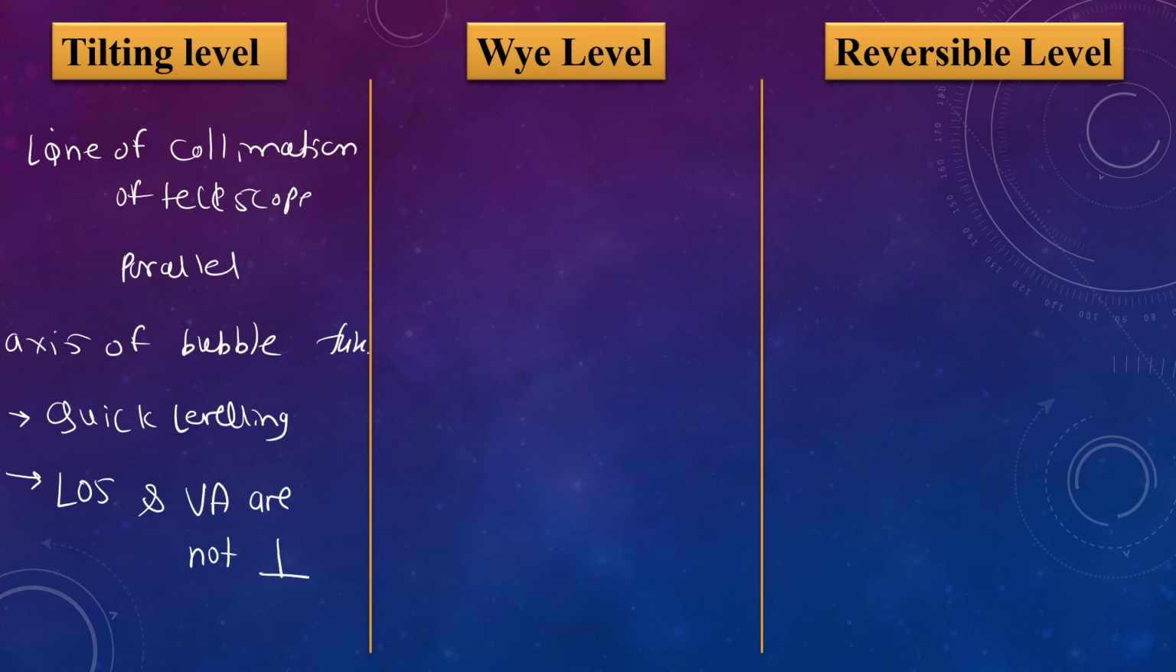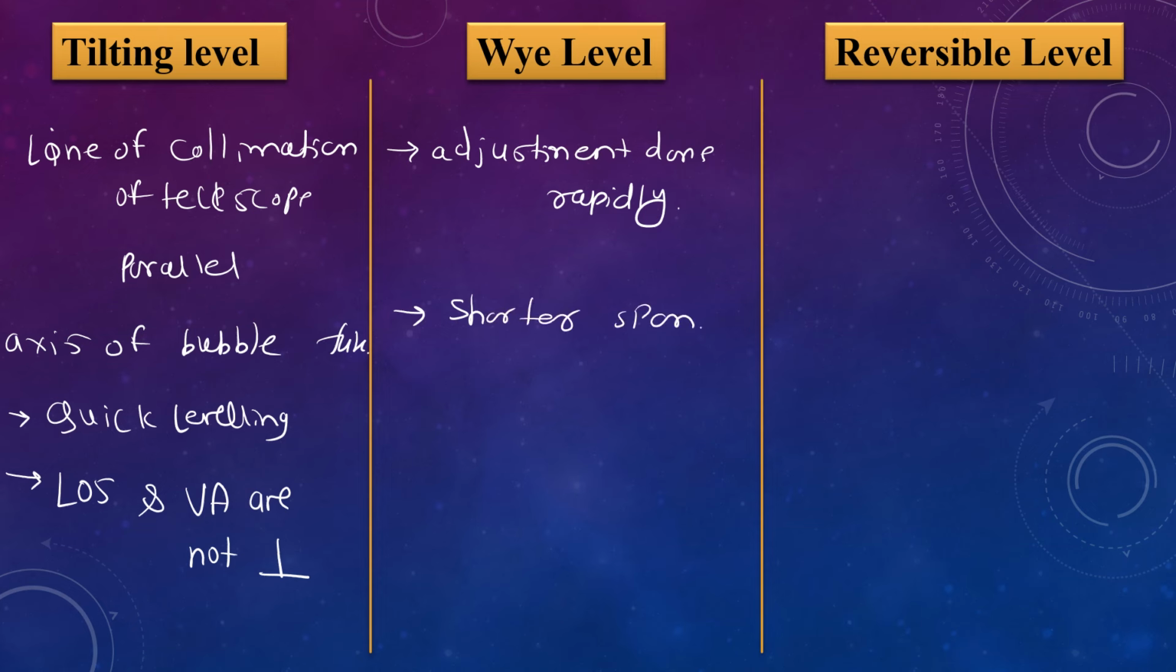Then next is Y level. In case of Y level, the adjustments can be done rapidly, but the adjustments are for a shorter span. The adjustment span is very short.